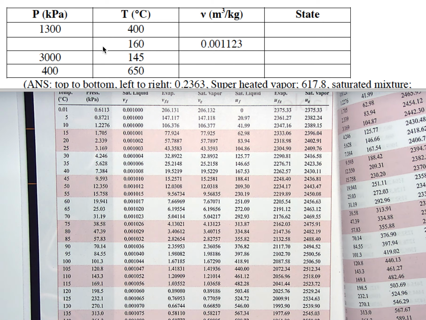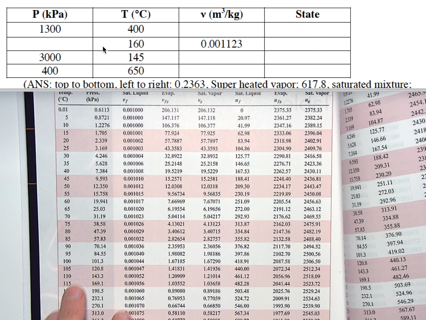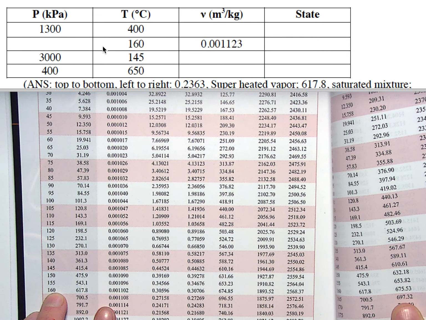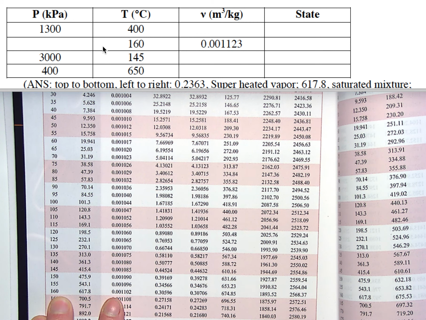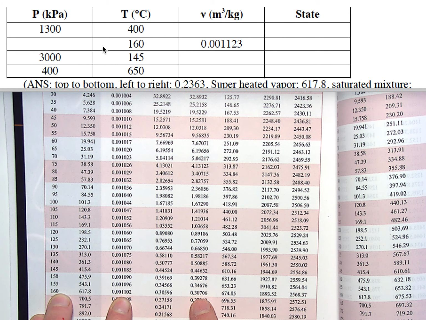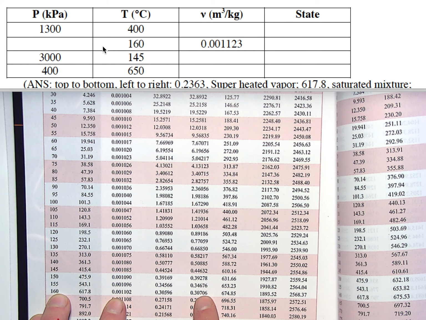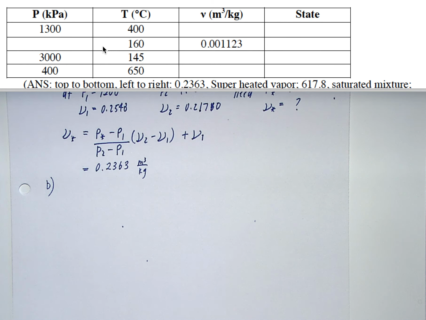So for B, it was 160 degrees C. So we're going to go to 160, which is all the way down here at the bottom. And all that was given was a specific volume of 0.001. So we're going to look at nu F and nu G and see if that value is between the two. If it's between the two, it's a saturated mixture. So if you look, it's a little bit bigger than this one, but it's smaller than this one. So it is between the two. So we know it's a saturated mixture.